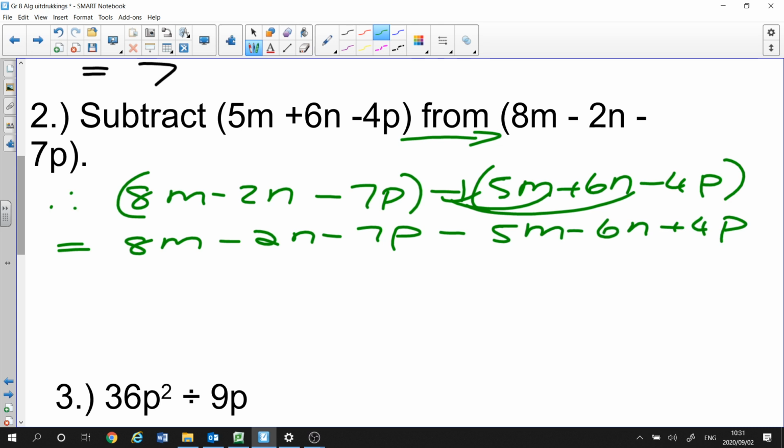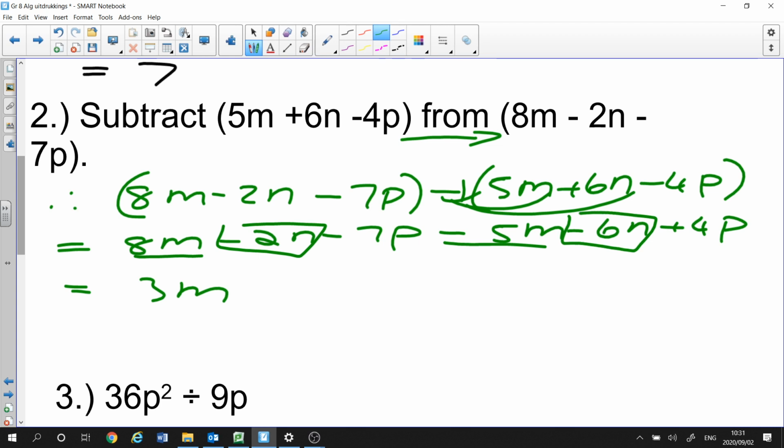Alright. And that is equal to 8m minus 5m is 3m. Negative 2n minus 6n is negative 8n, and negative 7p plus 4p is negative 3p.